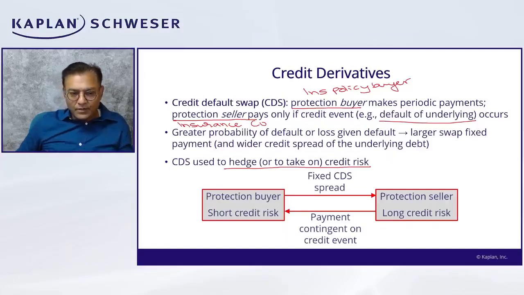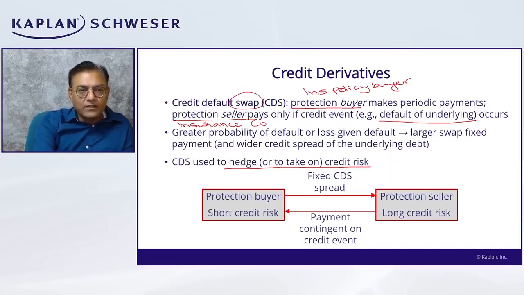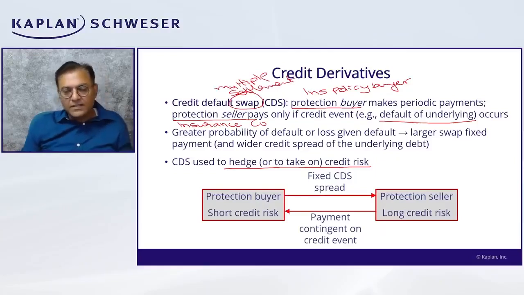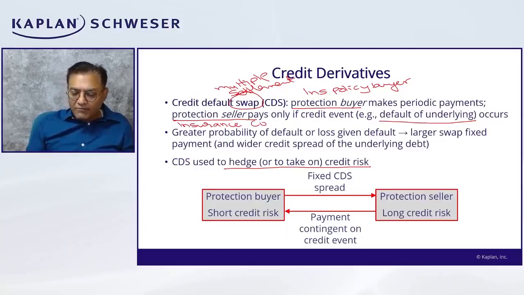Now, these are not a one-time instrument. CDS, as the label swap indicates, what? Multiple settlement dates. So a lot of CDSs typically have quarterly settlement, in which case every quarter the protection buyer makes the periodic policy premium payment to the protection seller.